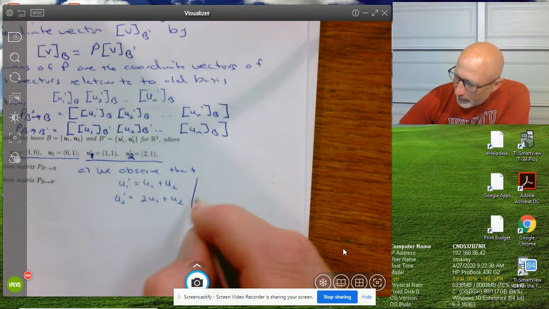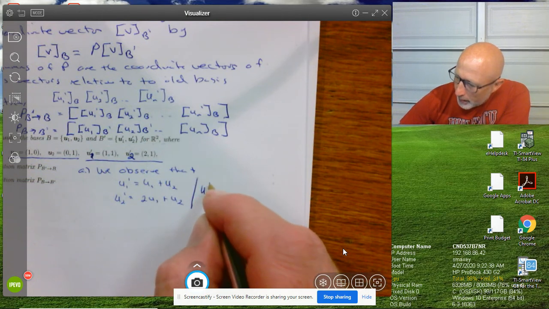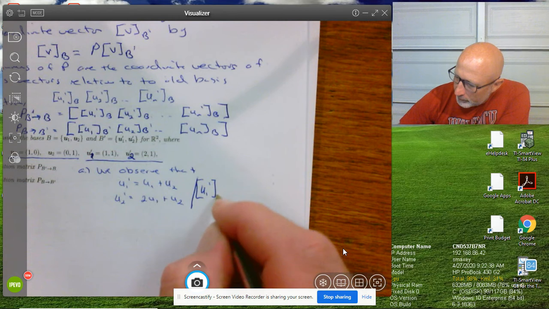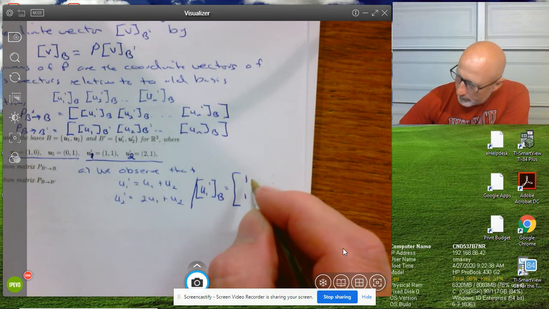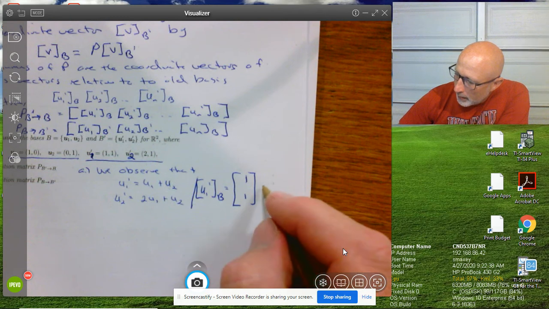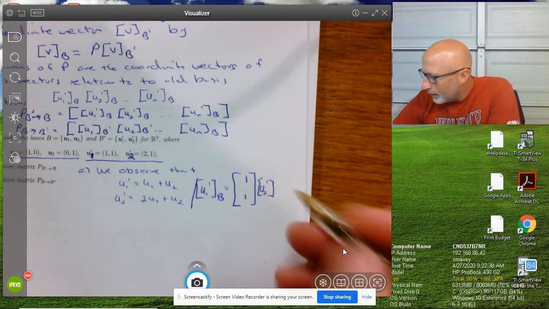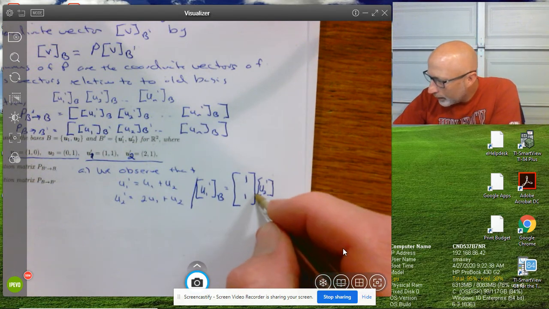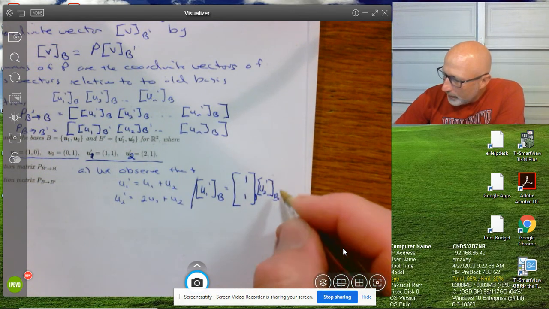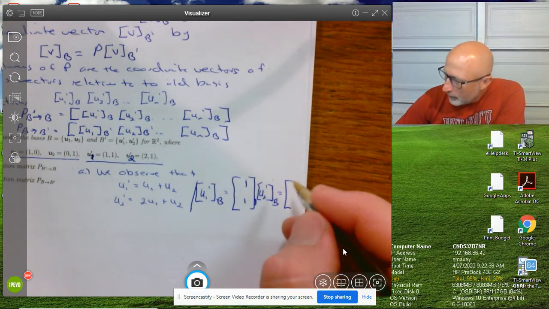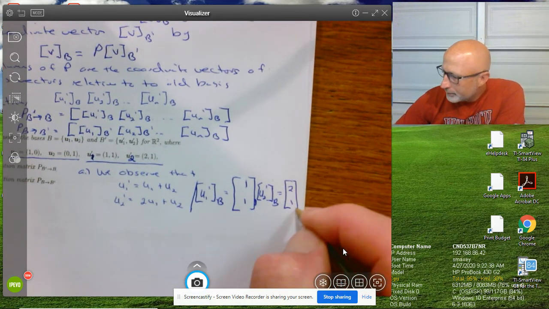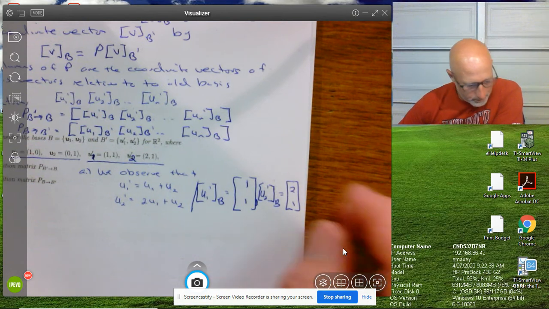So what this tells me is U1 prime under the basis B is written as the vector 1, 1. And U2 prime, it's horrible that I'm trying to squeeze this in here, there's a comma here, under the basis B, I'm trying to save space because there's a lot going on here, is written as the vector 2, 1. Okay, so those are the two things that I know.